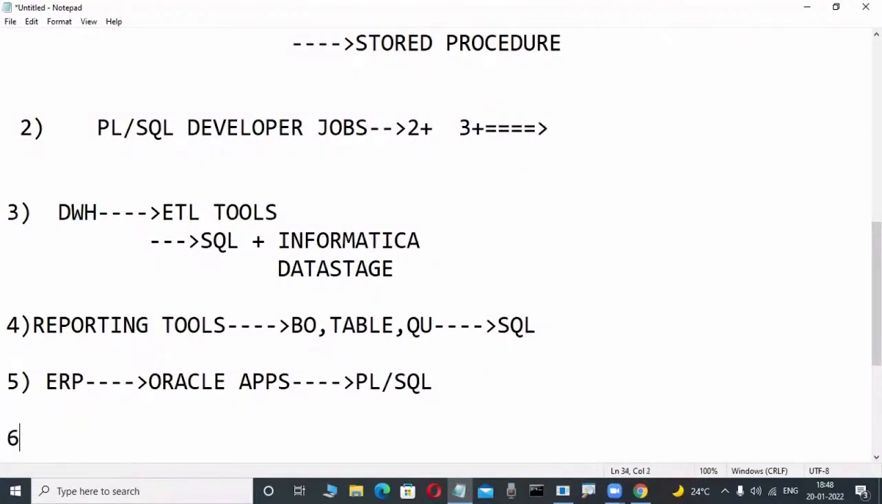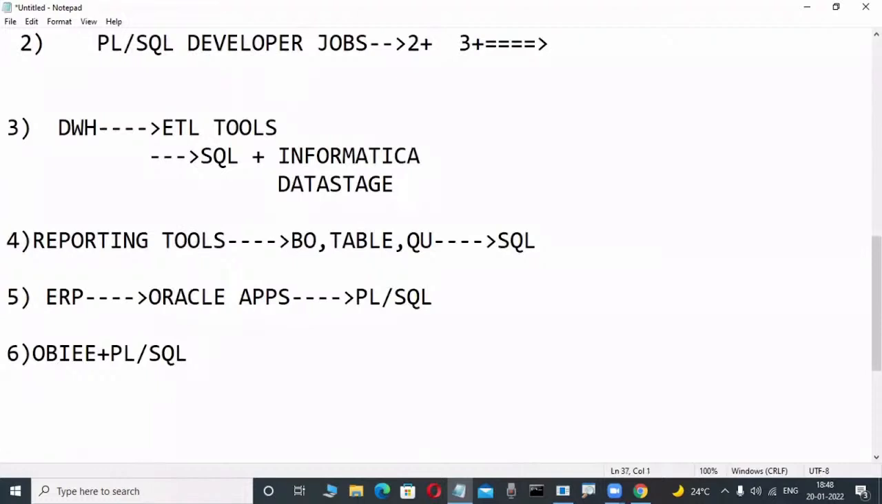Again, OBI programmers are there. OBI is a product, and with it there are PLSQL jobs. Those persons also learn these courses.